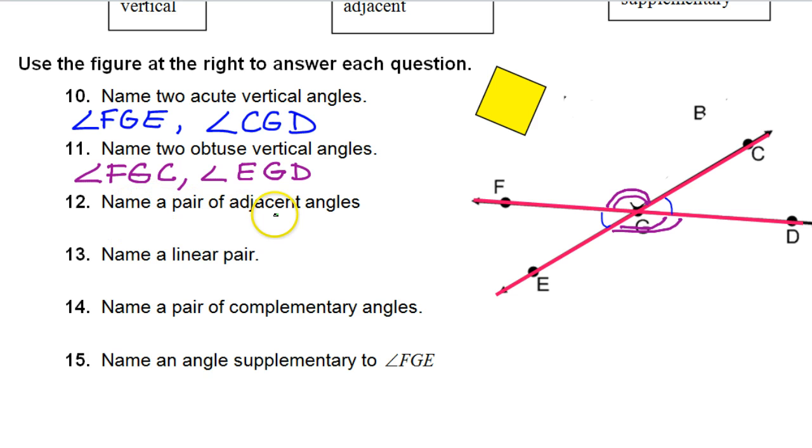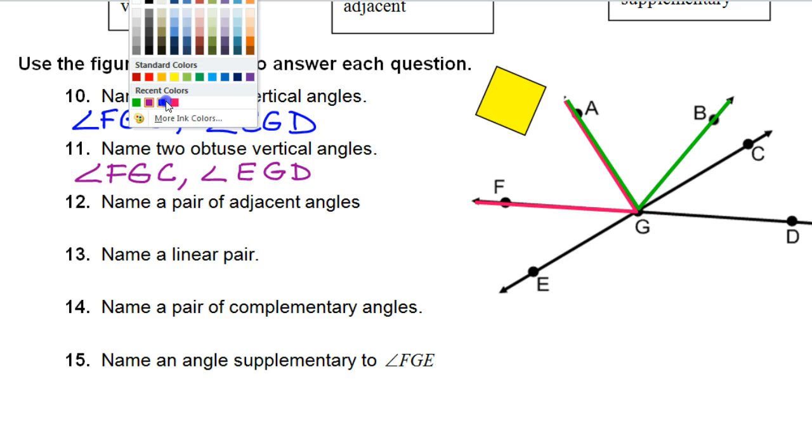Name a pair of adjacent angles. Well, I'm going to have to unerase some of the stuff that I just erased. Alright, a pair of adjacent angles. There are several examples that you could choose. I'm just going to list this one example. I'm not going to list them all. This pink angle and this green angle are an example of adjacent angles because they are touching each other. They share a side. So if you're watching this video and you actually have this as a homework assignment, you need to pick a different pair. Don't use my pair. Alright, that's cheating.